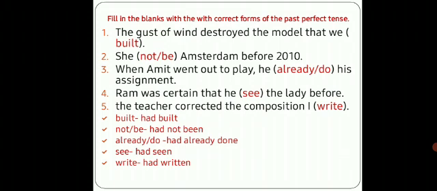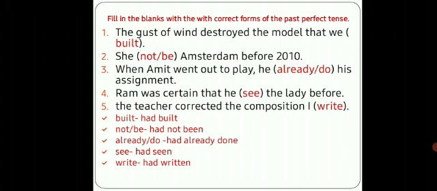Next, number 5, the teacher corrected the composition. I write. So what is the past perfect form of write? How should you write? I had written. Along with had, the participle form of write, that is verb 3, write, wrote, written. That, written, you have to write.